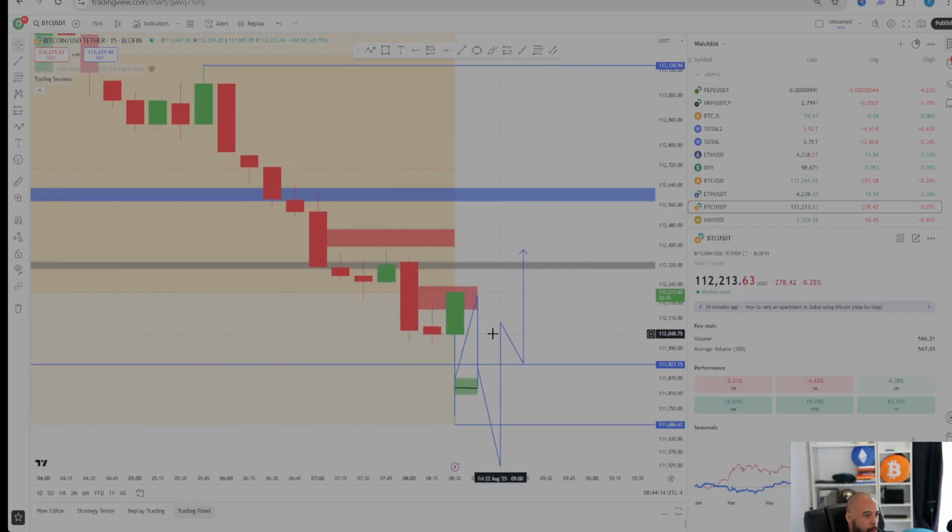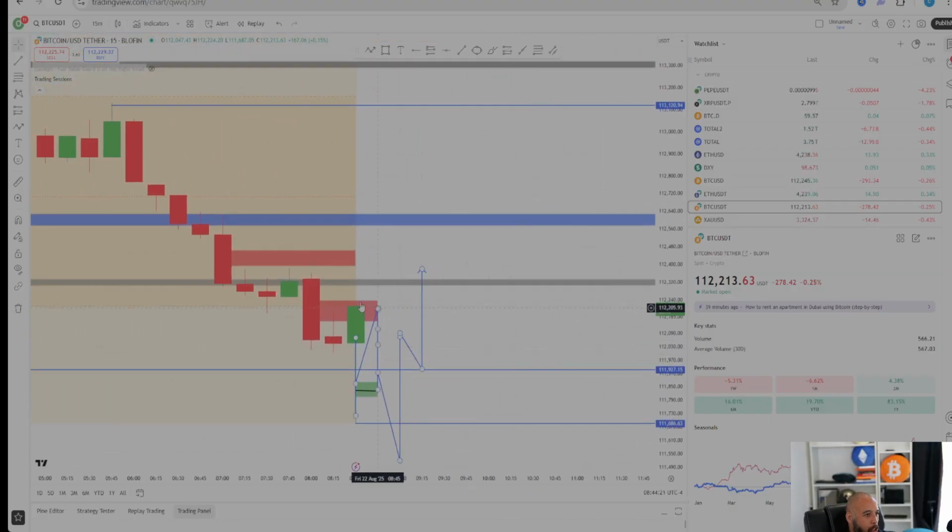But it did wick a lot down. Potentially could have been an order block here as well, to be fair. Okay, not the strongest order block. Let's put this here.